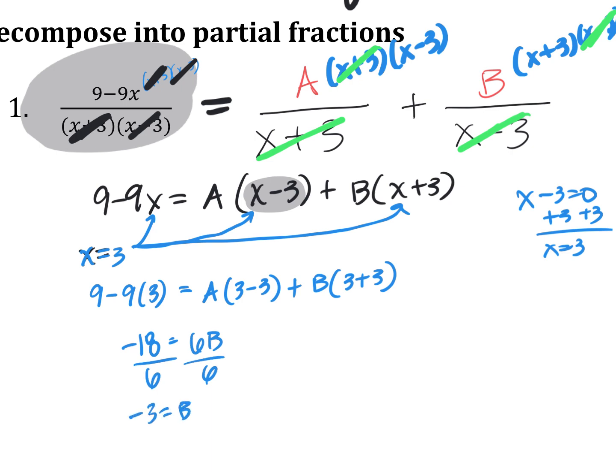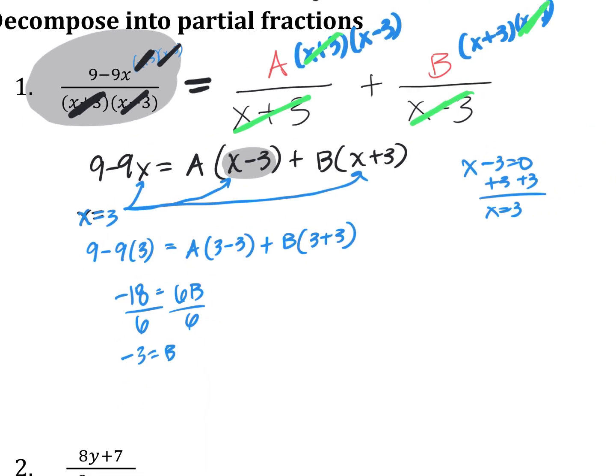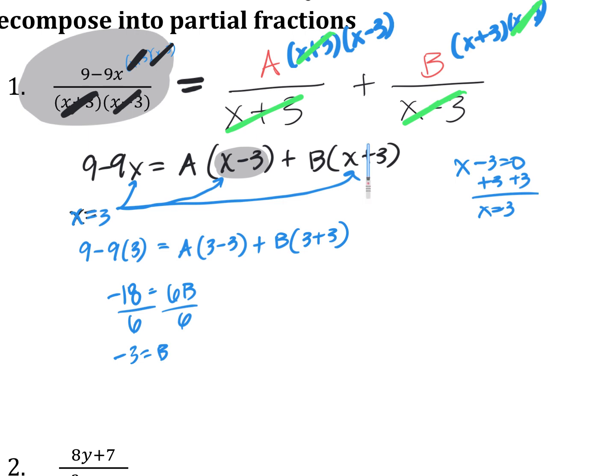Perfect. So, what we just did is we solved for that B. This is huge. Now I got to solve for A. What am I going to want to choose for my X so that I have no B's? Negative 3. Let's go do it.